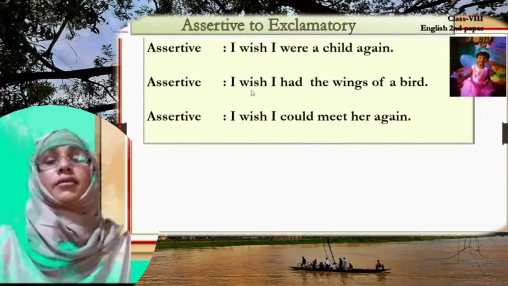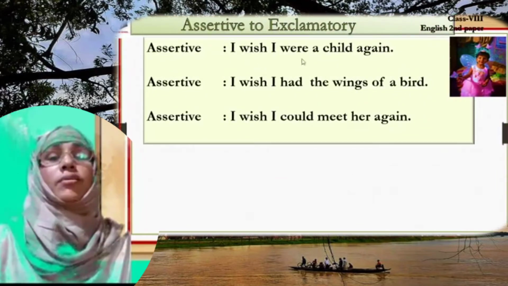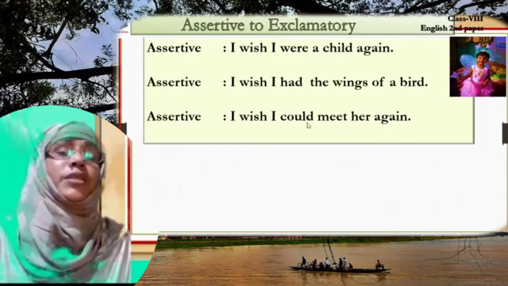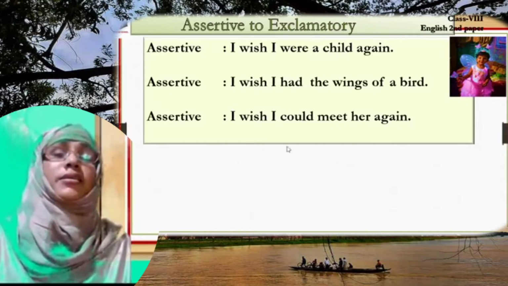Yeah, let's see another sentence. I wish I were a child again. I wish I had the wings of a bird. I wish I could meet her again. All these sentences are assertive sentences.